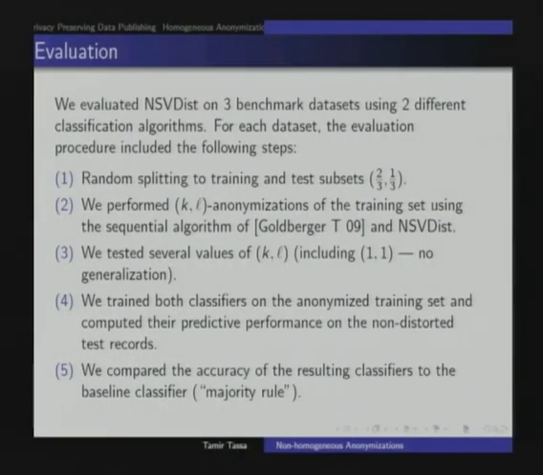Thank you very much. So we evaluated the algorithm on 3 benchmark datasets using 2 different classification algorithms. We anonymized the training subset of the data using 2 algorithms: the sequential algorithm, which appears to be one of the leading algorithms of homogeneous anonymization, and our algorithm. Then after we anonymized this, we tried to learn a classifier and test its accuracy on the test data. We also compared the accuracy of the resulting classifiers with the baseline classifier, which is the majority rule.